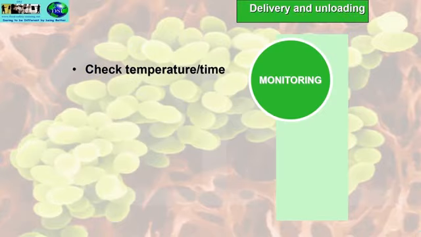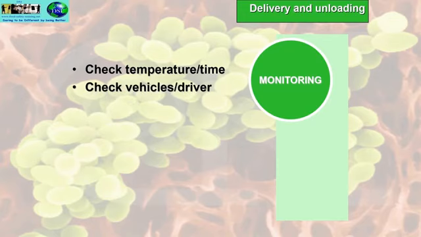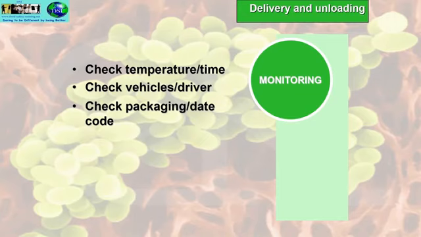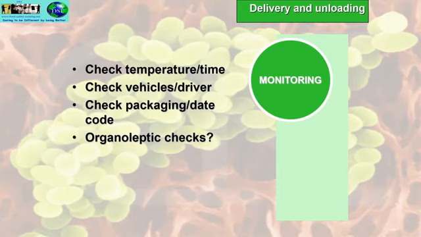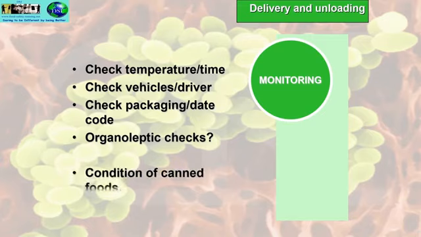Delivery unloading: check the temperature and the time. Check the vehicles and the driver. Check packaging and date code. Make sure you use organoleptic checks. These are physical checks, so using your senses, smell, taste, touch, etc., and your sight.